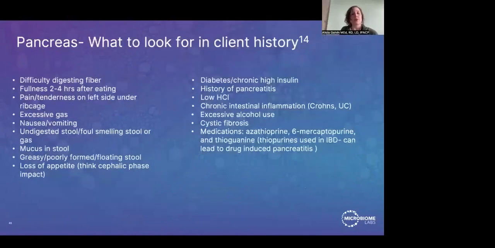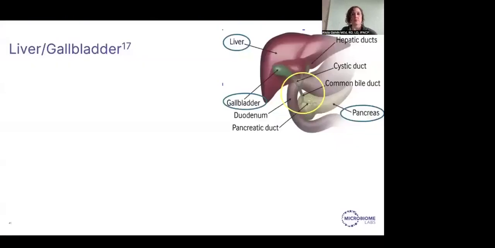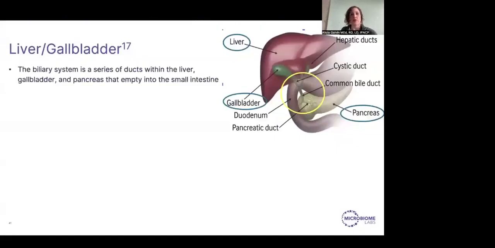And so what to look for in a client's history, again, I won't read all of this to you, but you can see there are a few different things here that can definitely lean towards more of a pancreatic issue. Various things like diabetes, of course, which would put more pressure on the pancreas, low stomach acid, and a few medications.